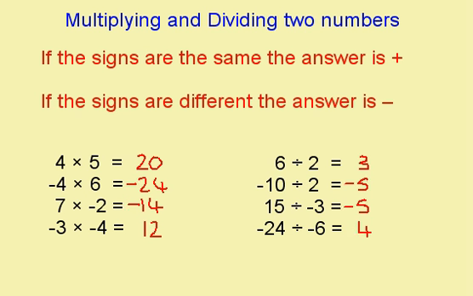If you have to multiply three numbers, like this, minus 2 times minus 3 times minus 4, then you do it in two stages. Do this part first. 2 times 3 is 6, and because the signs are the same, it's plus 6. I want to multiply that by the minus 4 now. 6 times 4 is 24, and the two signs are different, so it's minus 24.